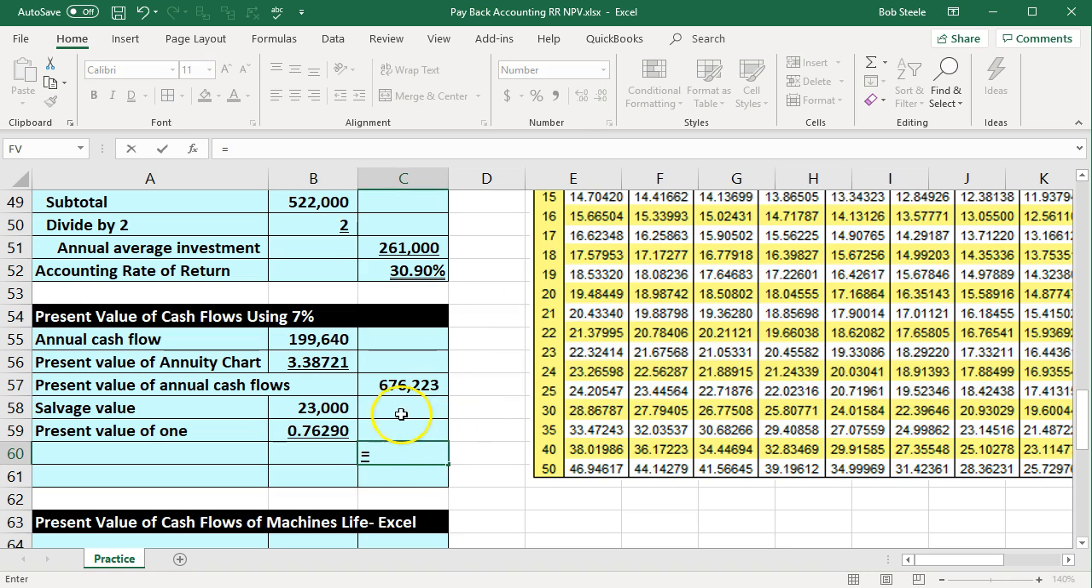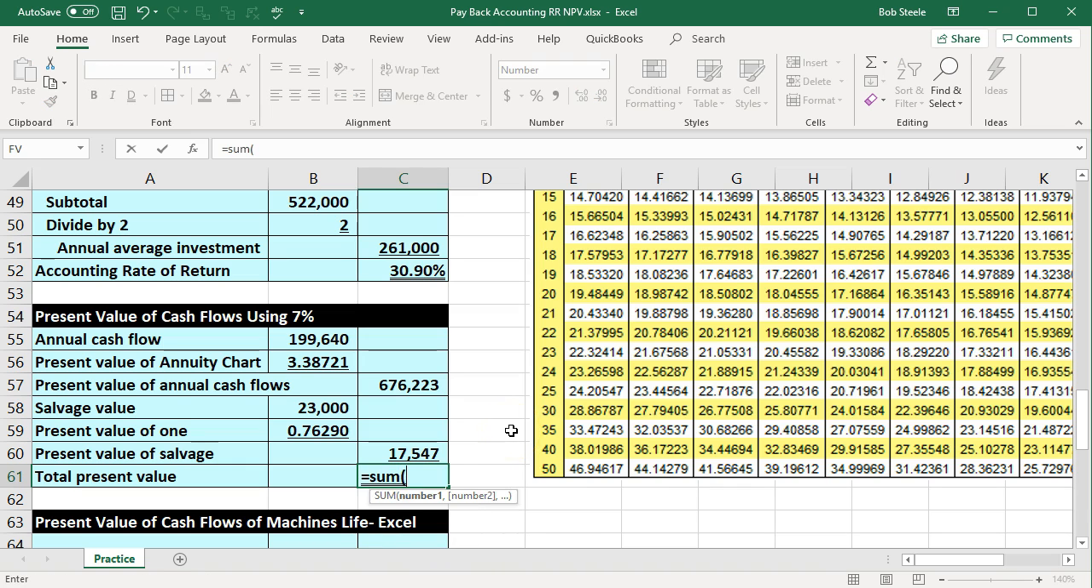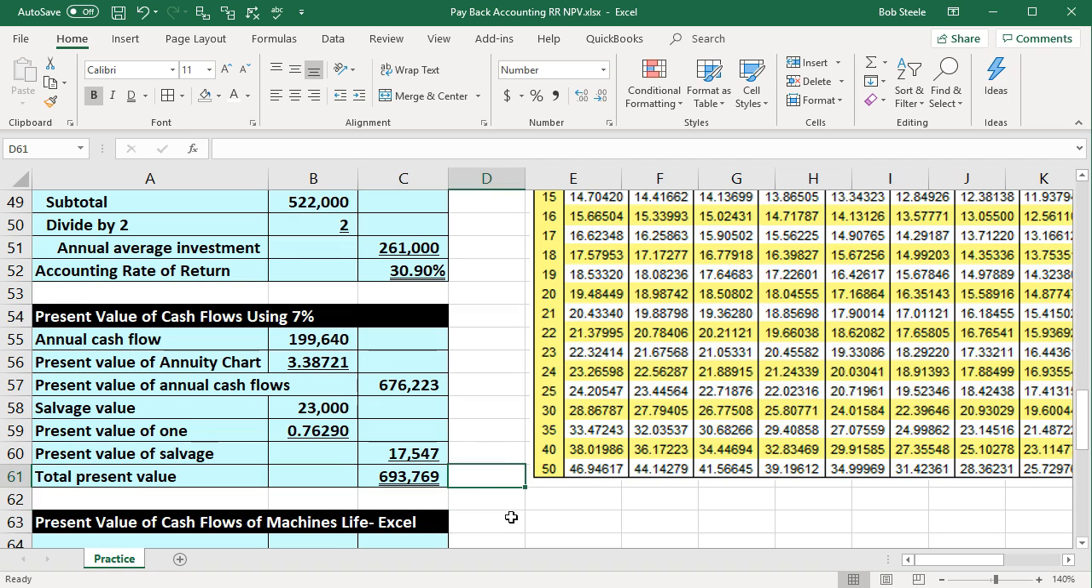And then if we multiply that out, we got the 23,000 times that number. And of course, this number is going to be less than 1. This number needs to be smaller than the 23,000 because it's not multiple payments. It's not an annuity. It's 1 payment that happens at the end of the 4-year time period. So that's going to be then our present value of 1. Let's call it present value of the salvage value. And so then the total present value is going to be the annuity plus the present value of the salvage. So I'm just going to add those 2 up. There's going to be our total in terms of present value.